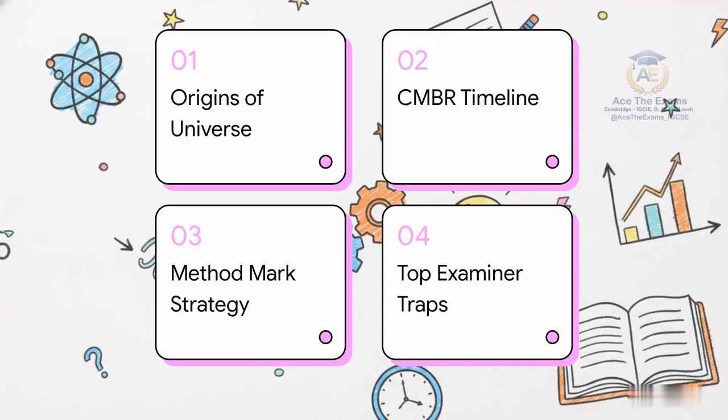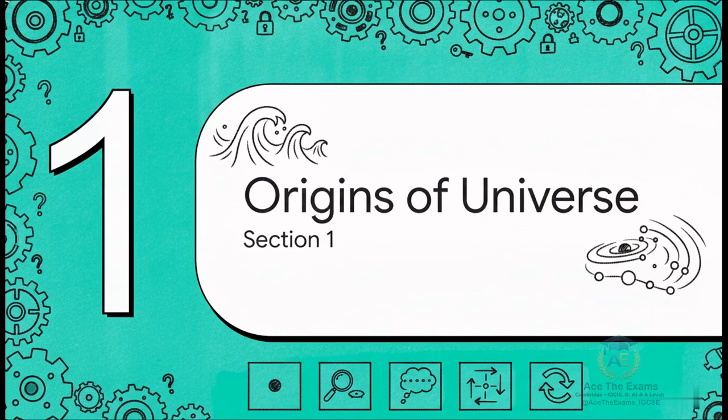To fix this, we're breaking this explainer down into 4 strategic sections. Section 1, Origins of the Universe. Section 2, the expanding CMBR timeline. Section 3, the method mark strategy. And Section 4, top examiner traps. Let's move right into Section 1, Origins of the Universe.